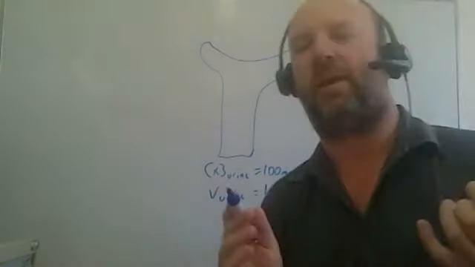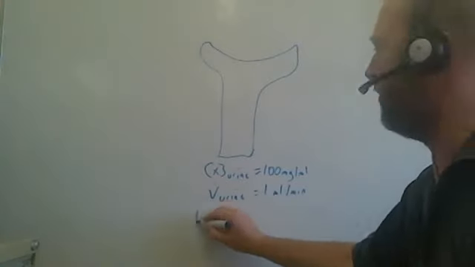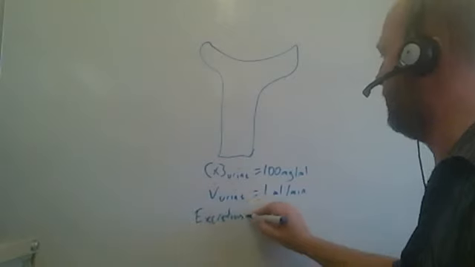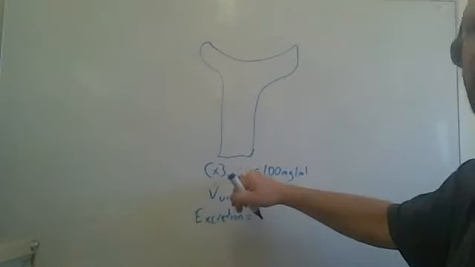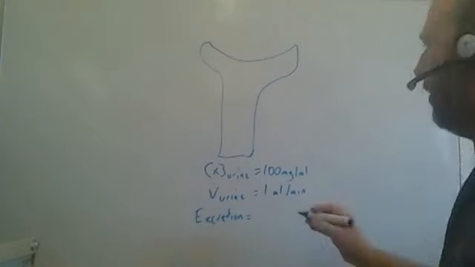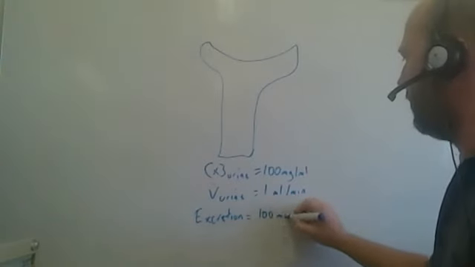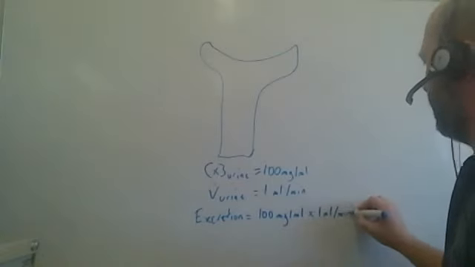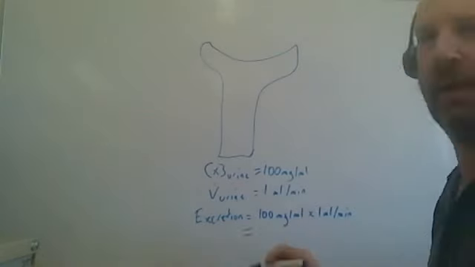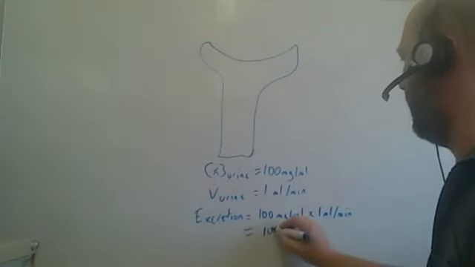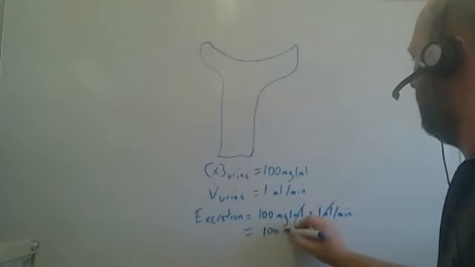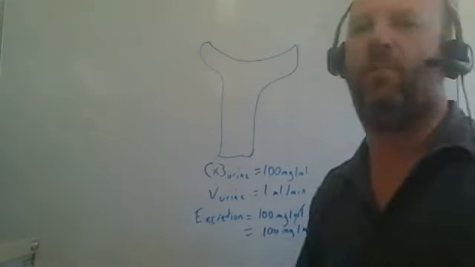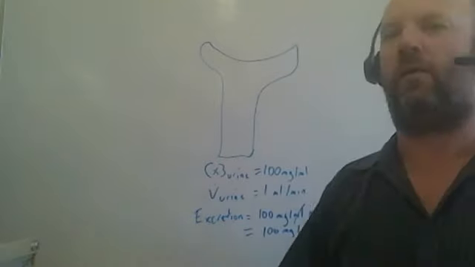So from this we can calculate the excretion. The excretion of X, how much is being excreted? The excretion rate is simply the concentration in the urine multiplied by the urine flow rate. So in this case it's 100 milligrams per mil multiplied by 1 mil per minute. So therefore what we've done is we've excreted 100, cross out the mils, milligrams of substance X every minute. So what is its clearance?